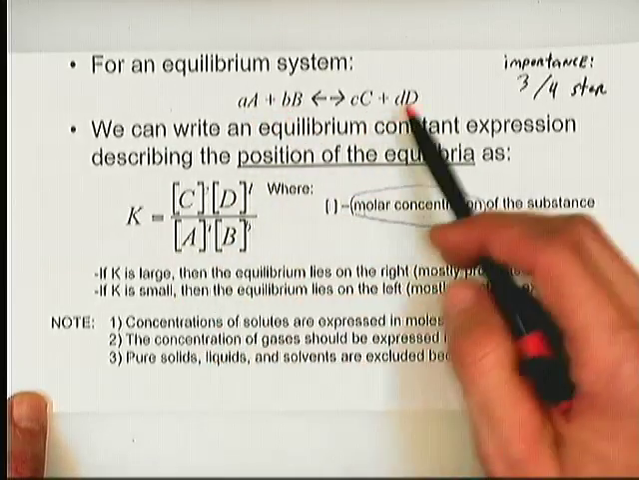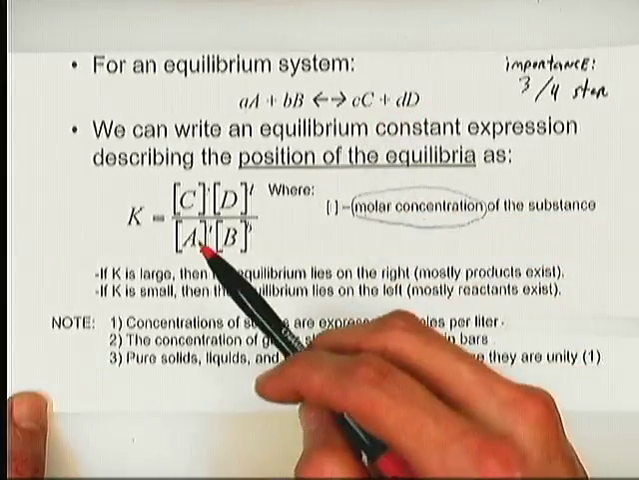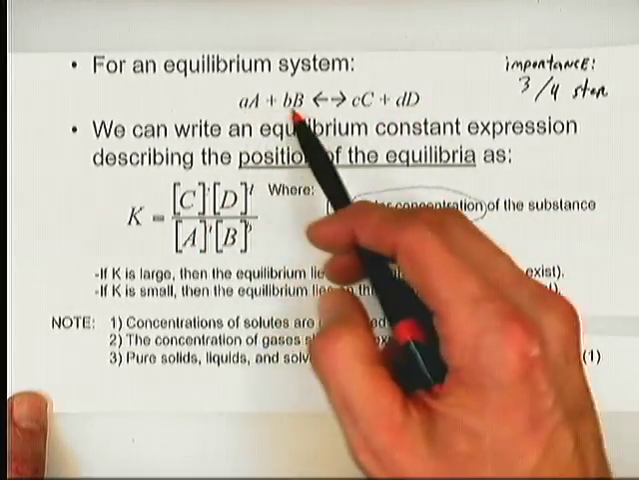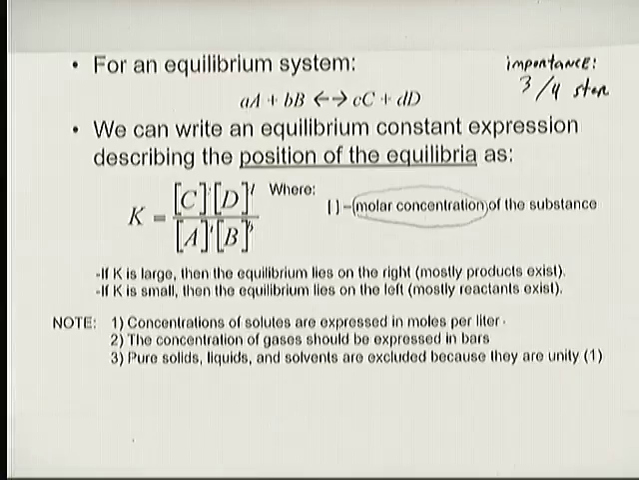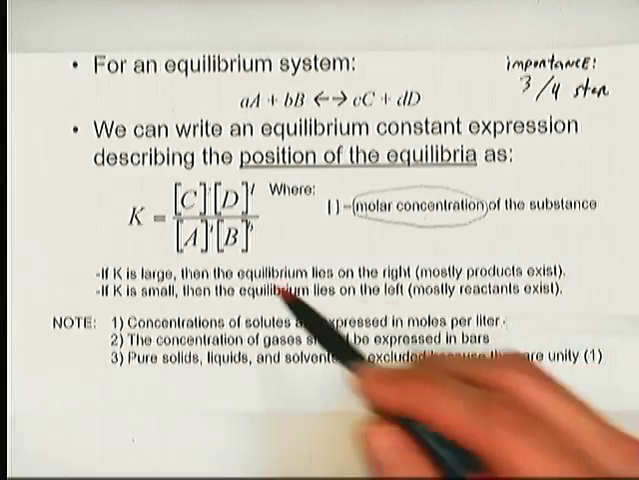If K is a big number, we got a lot of these products. If K is a small number, we've got a lot of A and B, relatively speaking. Okay, so that point is also important. So what do you need to know? You need to know how to define K.